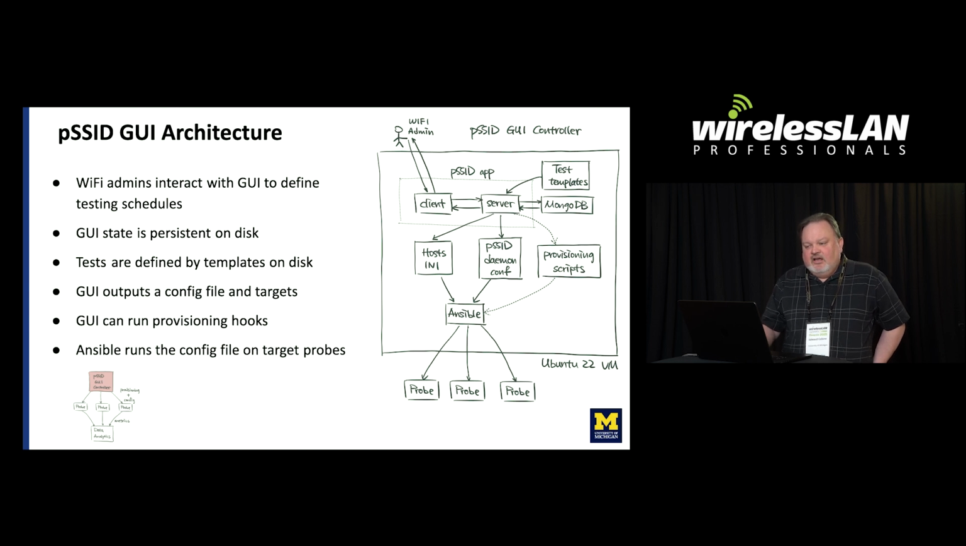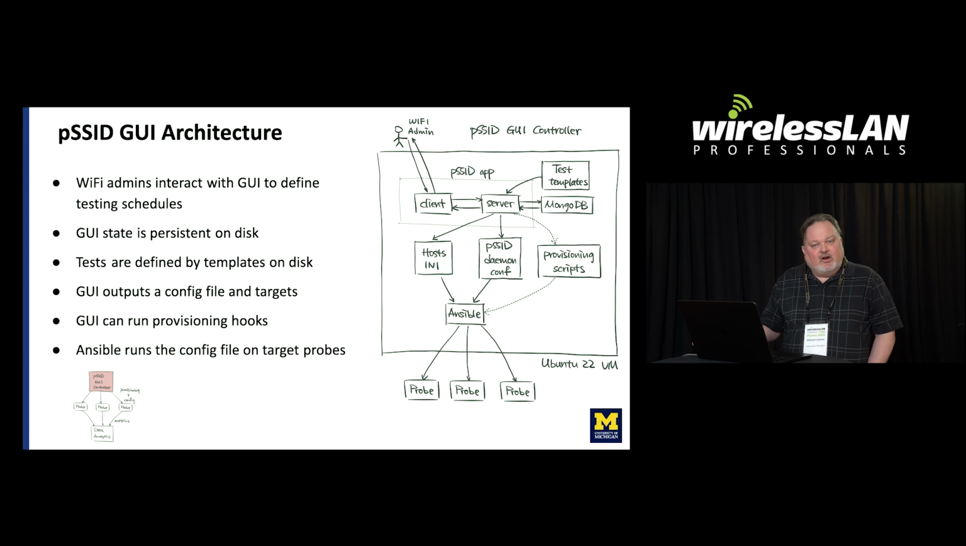The GUI architecture ingests templates that describe the tests that it is able to run through PerfSONAR, like throughput, latency, HTTP for the web. And once you're satisfied that you have created a config that you want enacted on your probes, the web GUI creates on the host VM some output files. It has an Ansible hosts file that contains all the probes, and it contains a config file that describes the testing schedules and the testing parameters.